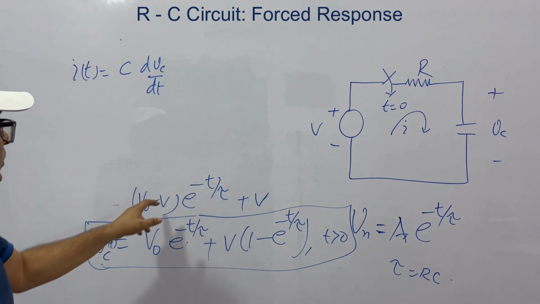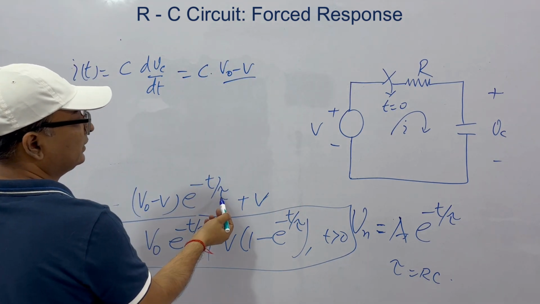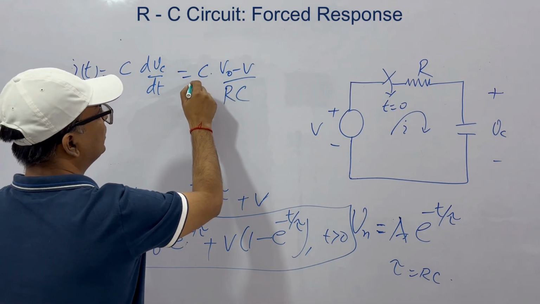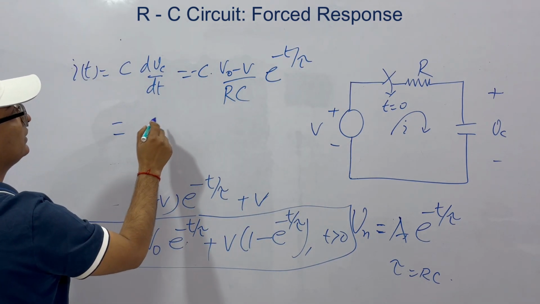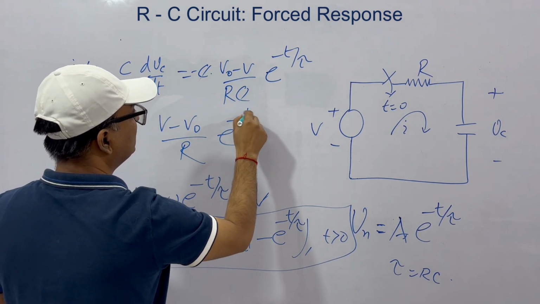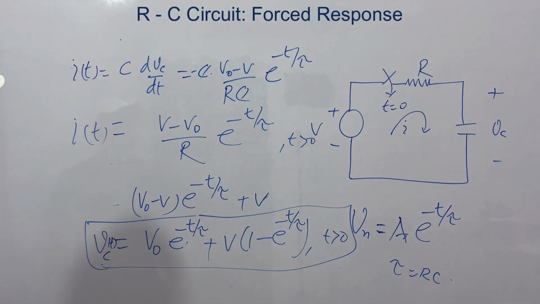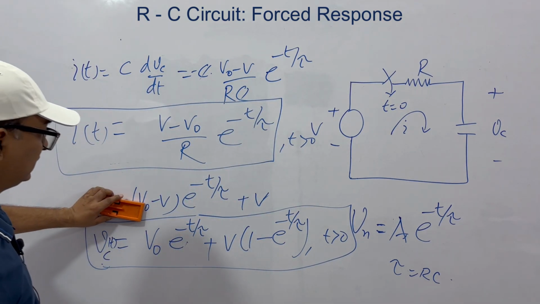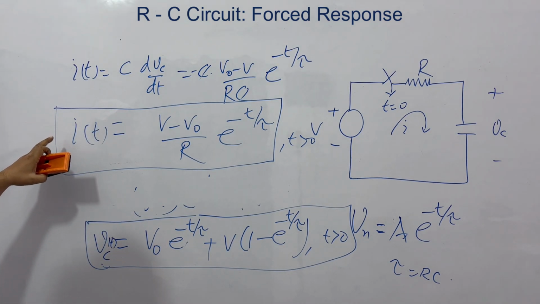When you take this, what you get is C into V0 minus V by RC, and you get a minus also, minus e to the power minus t by tau, and the C cancels. So it is V minus V0 by R into e to the power minus t by tau for t greater than 0. This is your current in the circuit. So this is the expression for voltage across the capacitor, and this is the expression for current in the circuit.